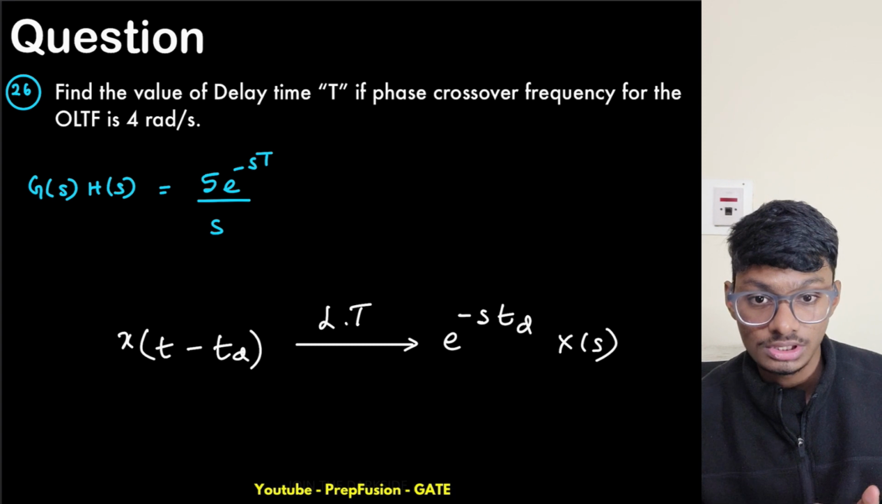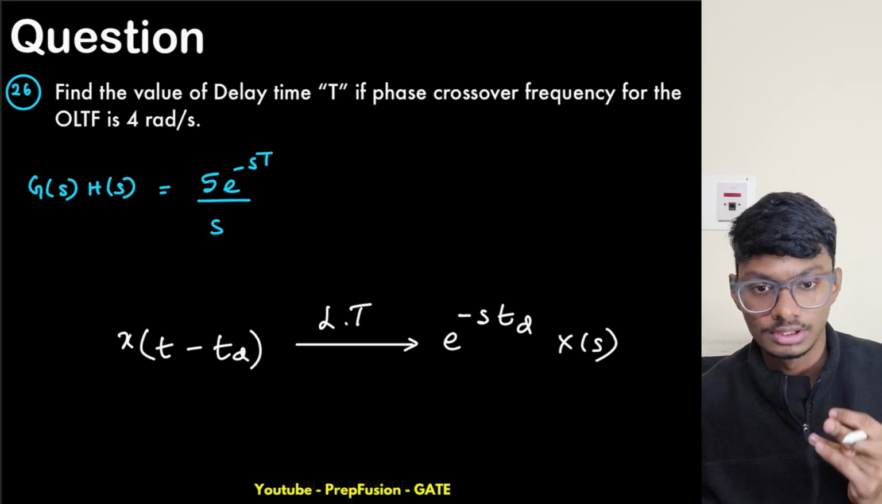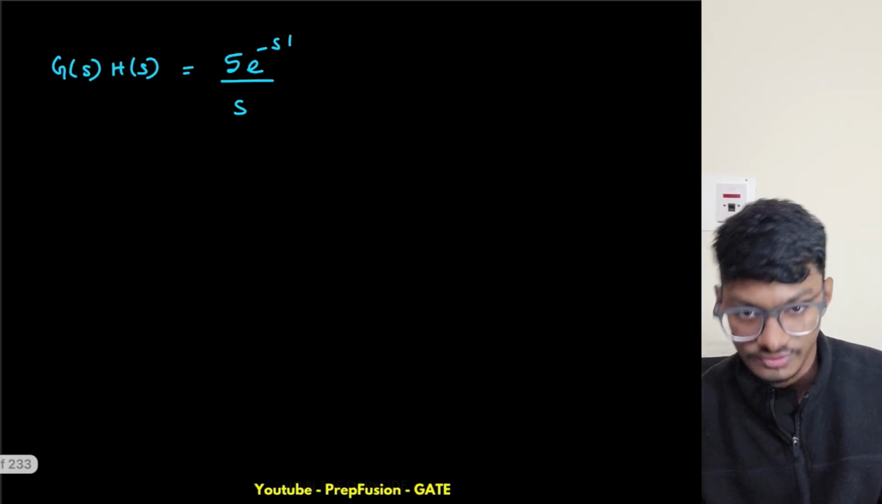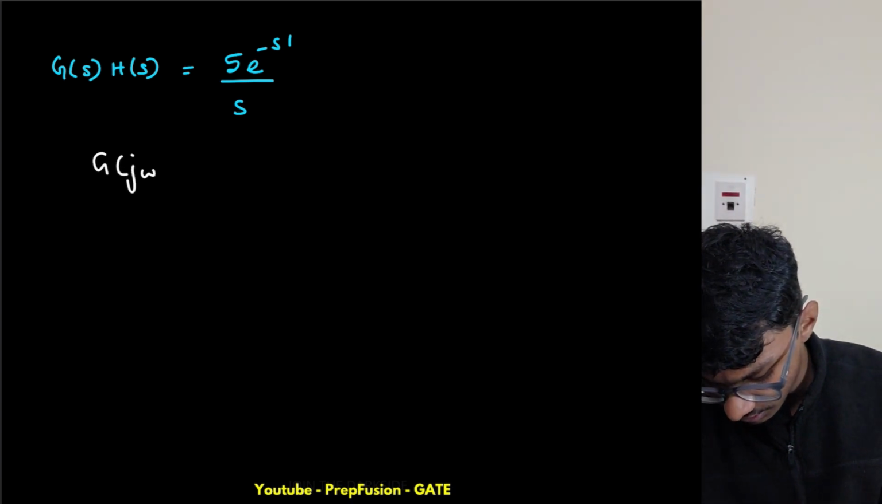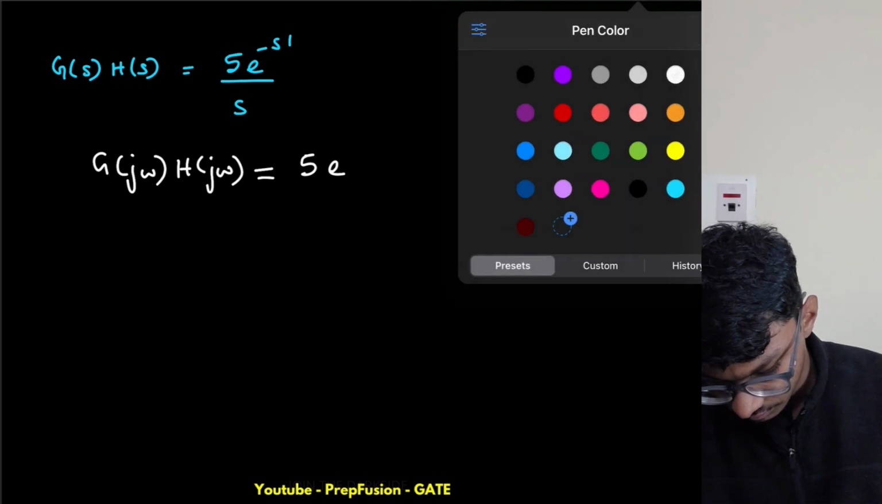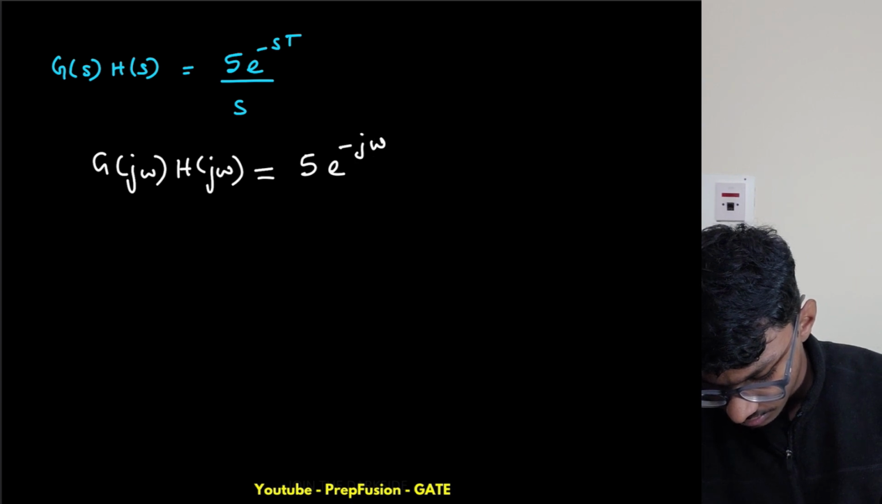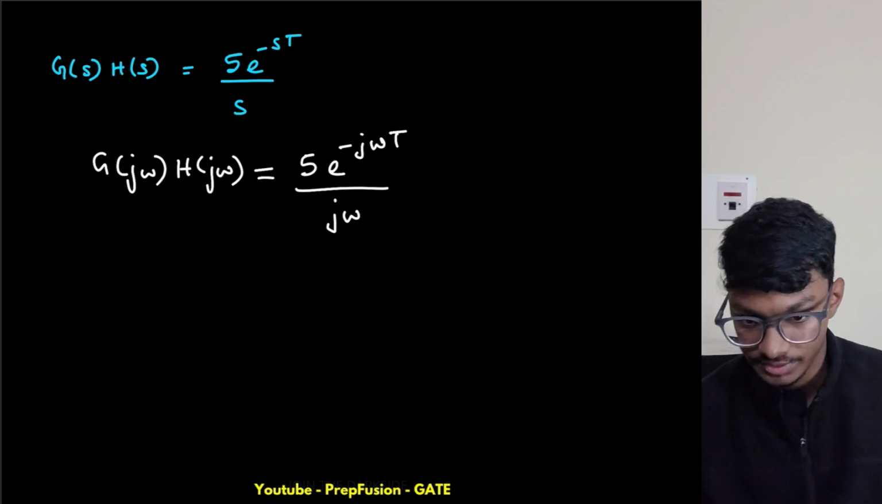So how to find the phase crossover frequency? Phase crossover frequency is the frequency at which the phase of my OLTF is minus 180 degrees, or where it is cutting the negative real axis. So I will just find the phase of this OLTF. What is the phase of this? Let's first replace s with j omega. This is t itself, right? This is minus j omega t. This is by j omega, right?